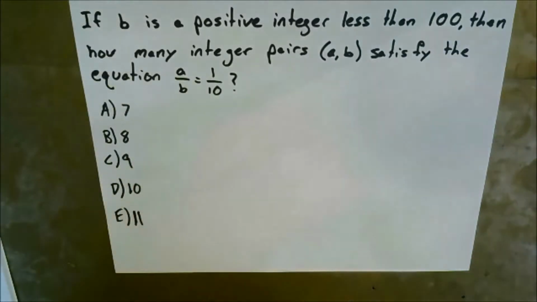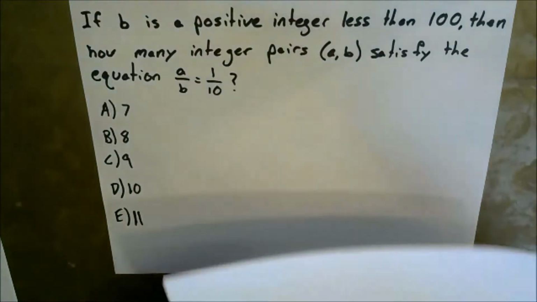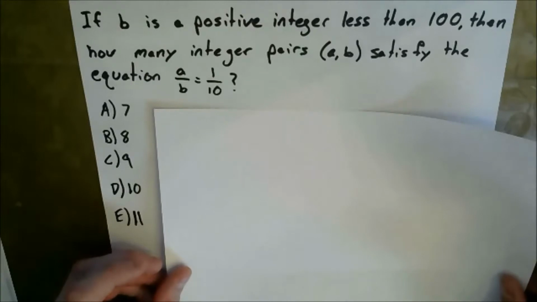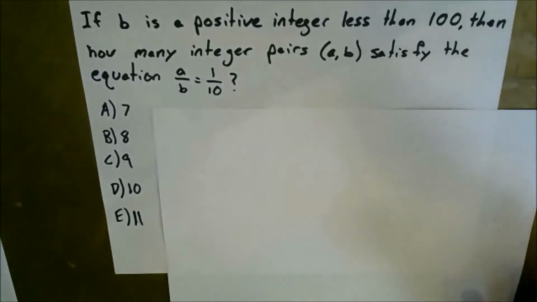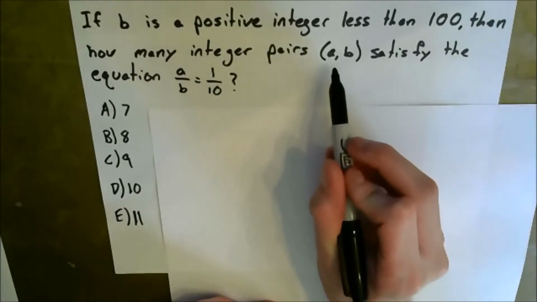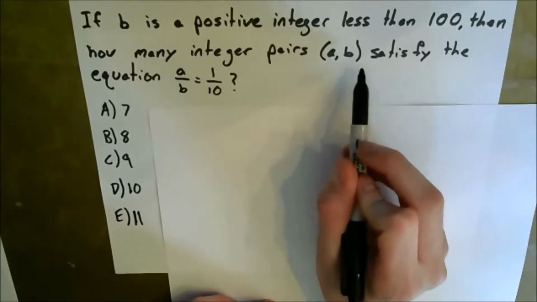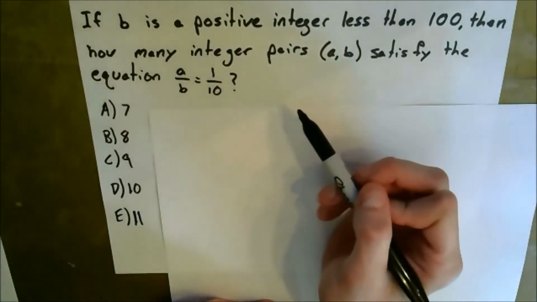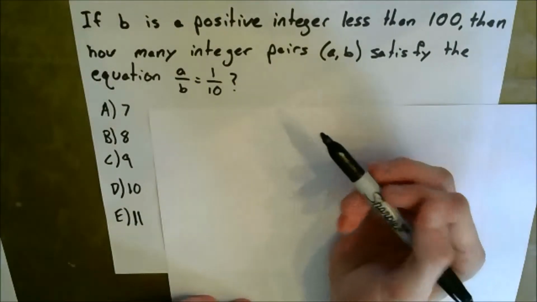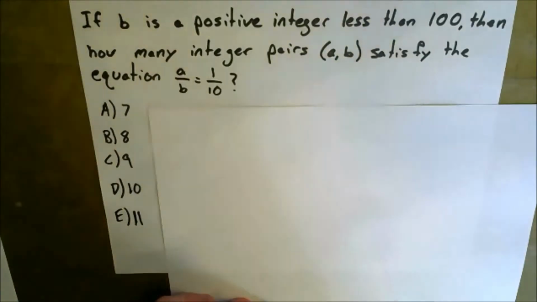If b is a positive integer less than 100, then how many integer pairs (a, b) satisfy the equation a over b equals 1 over 10? Don't get thrown off by the coordinate pair type notation. All this is saying is how many pairs of a and b are there to satisfy this equation when b has to be less than 100. So a positive integer less than 100.